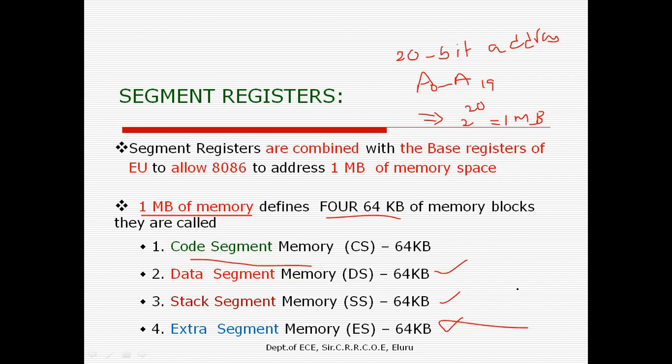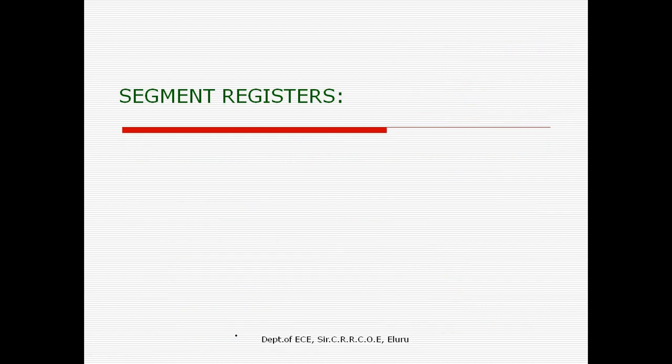And the other point is, within the 1 MB of the memory space from the 20-bit address of the processor, 4 blocks of 64 kilobytes of memory are defined. They are named code segment memory, data segment memory, stack segment memory, and extra segment memory. All these blocks of memory are used differently by the microprocessor. So we will see what the function of each memory block is.